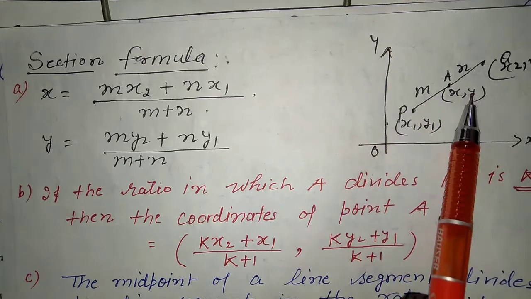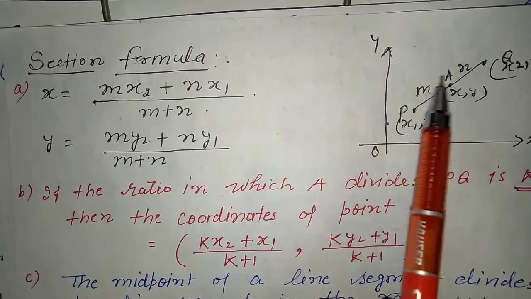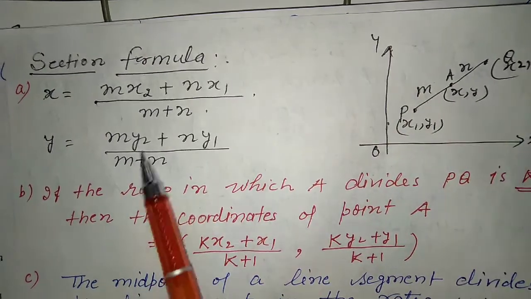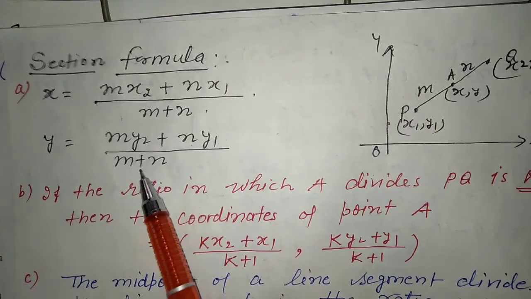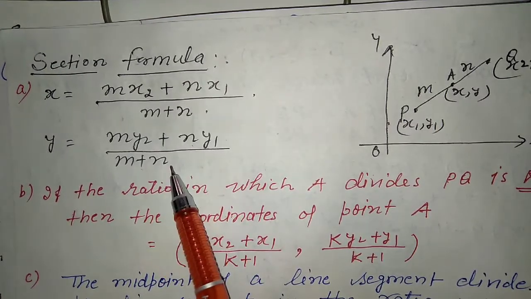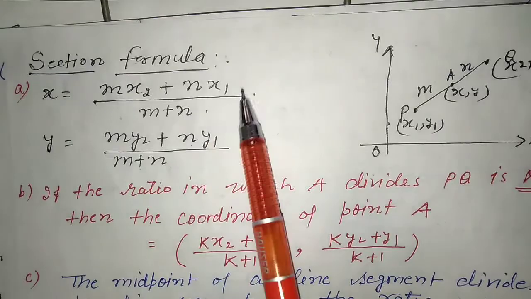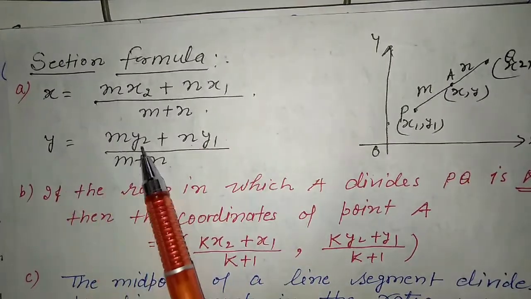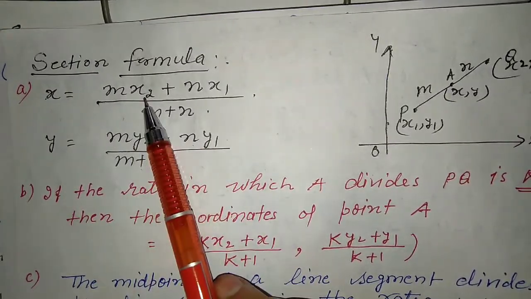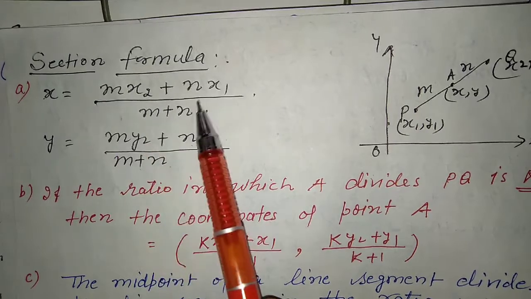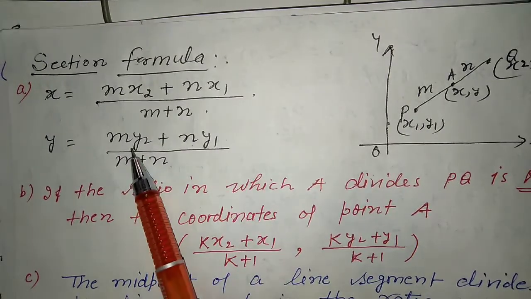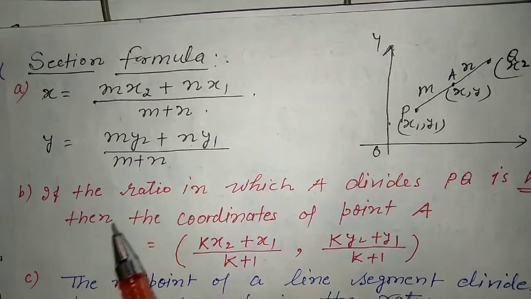Now for y, y equals m y2 plus n y1 upon the sum of the ratio. The denominator is the same for both. For x we take both x's, for y we take both y's. So x equals m x2 plus n x1 upon m plus n, and y equals m y2 plus n y1 upon m plus n.